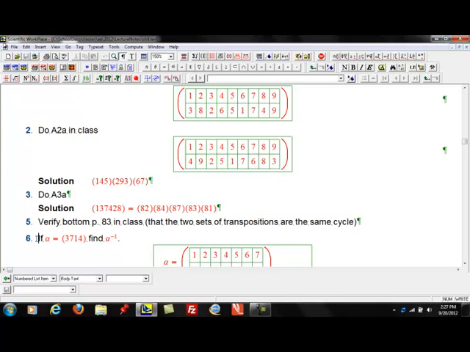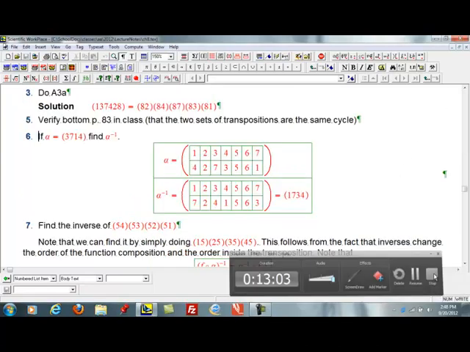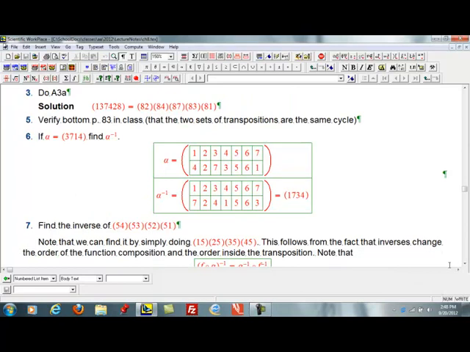So the A3, number 4, part of number 1. You have to find inverses. If they tell you alpha is equal to some cycle, 3714 is the one I was using, to find the inverse, what I did is I wrote down what that cycle would be for the full set. Notice that the only things that go anywhere are 3, 7, 1, and 4. Everything else stays the same. So 2, 5, and 6 stay the same. And I wrote down what 3, 7, 1, and 4 go to here.